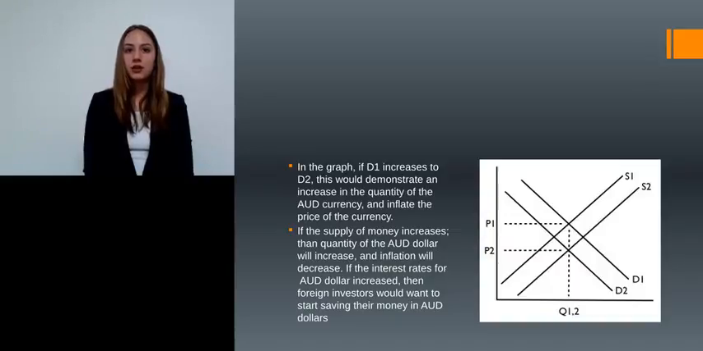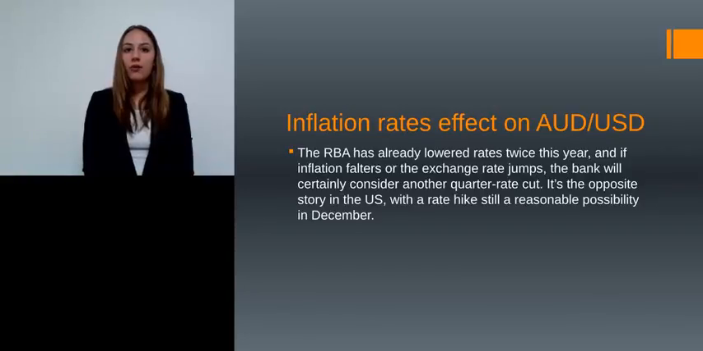Predictions on the Australian dollar over the US dollar. The RBA has already lowered rates twice this year, and if the inflation falters or the exchange rate jumps, the bank will certainly consider another quarter rate cut. It's the opposite story in the US, with a rate hike still a reasonable possibility in December.